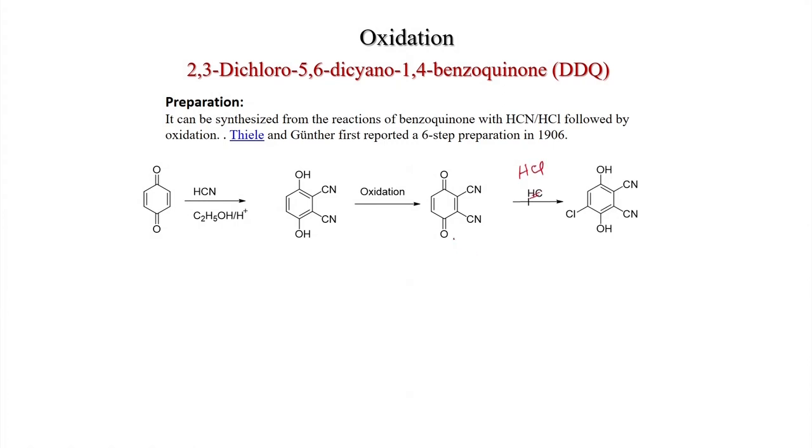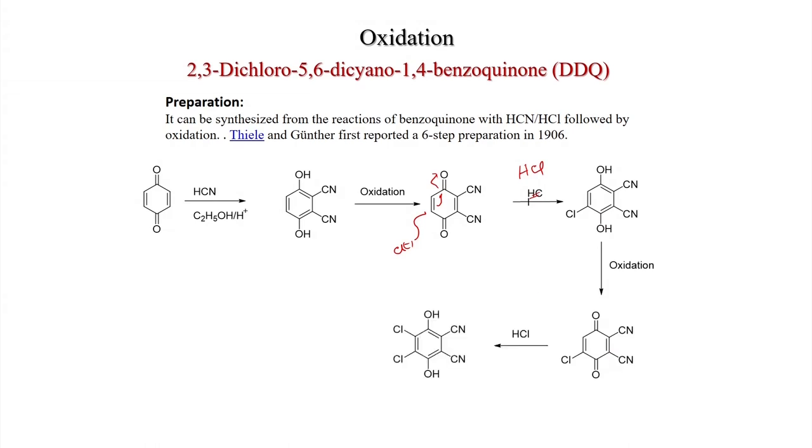So HCl adds here, Cl- adds here, and then after aromatization you get this hydroquinone. And again oxidation to quinone, and then again another HCl will come. So again it will react like this, and then after aromatization you get this hydroquinone, and oxidation again you get the quinone. So this is DDQ. So two cyano groups on one side and two chloro groups on one side, and the keto groups are in the para position to each other. So 1,4-para-benzoquinone.